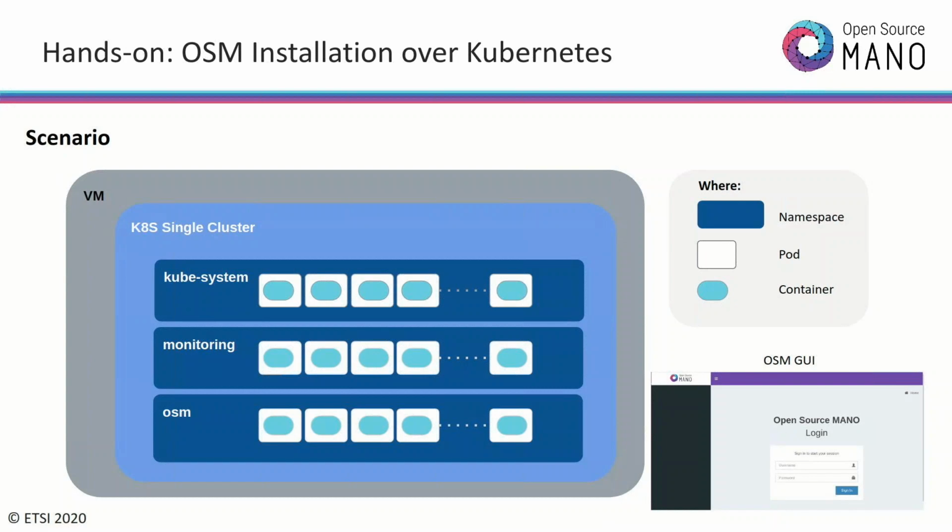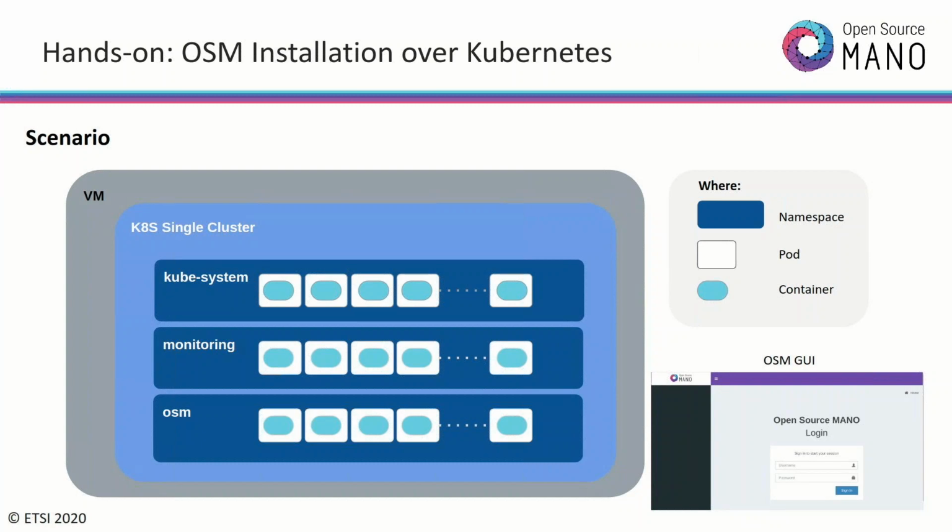We will have to download the installer. And then this installer will install different packages to run a single node Kubernetes cluster, and it will deploy the different objects on it.